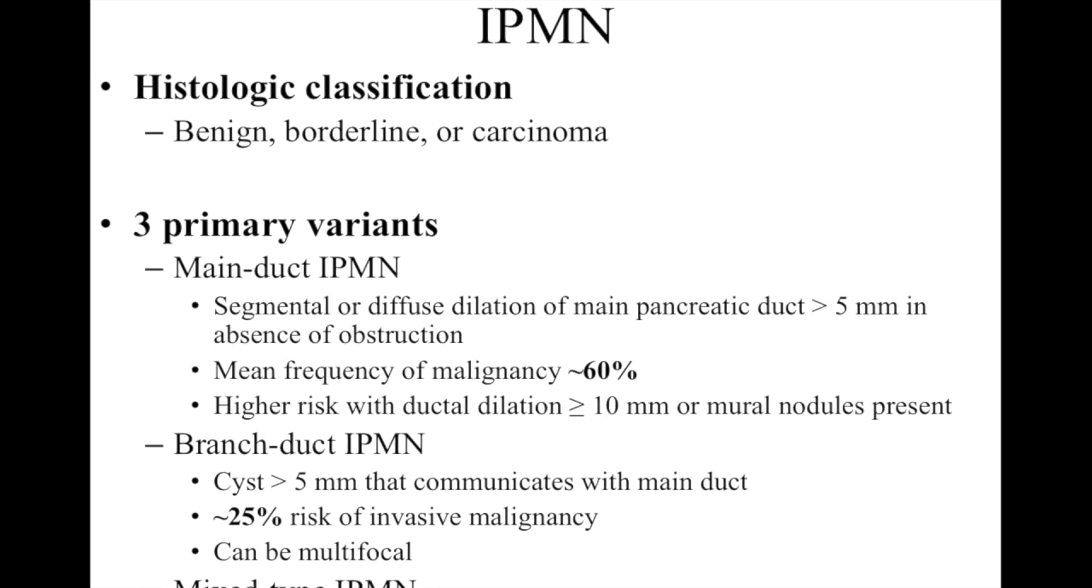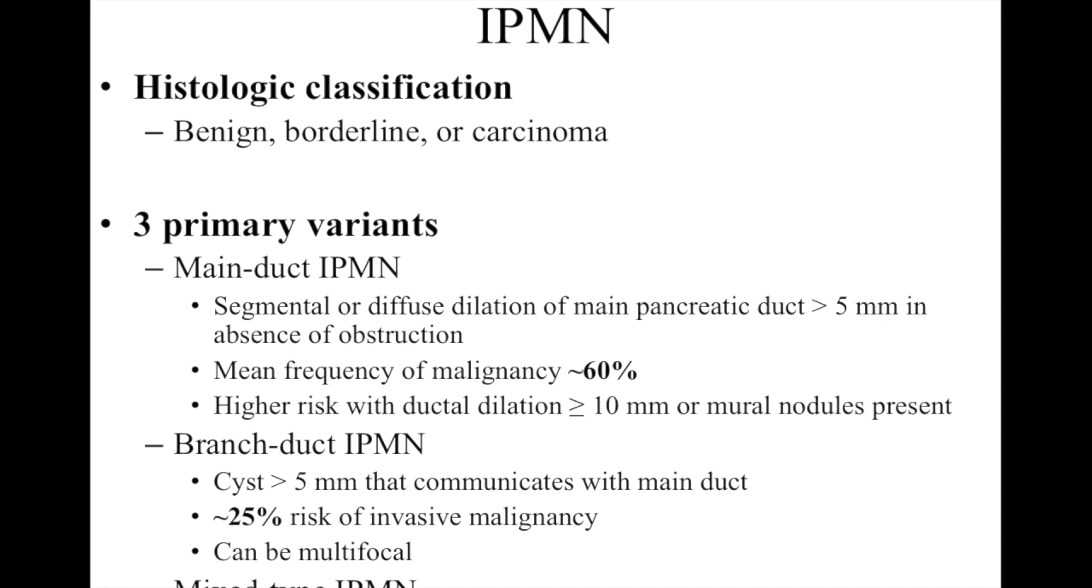When thinking about IPMNs, there's 3 variants to consider. That's the main duct IPMN, which is the most concerning because of the high risk of malignancy, up to 60%. All of these have to be resected in the fit and appropriate patient. Branch duct IPMNs still have a significant risk of malignancy, but there are patients with side branch IPMNs who can be monitored.